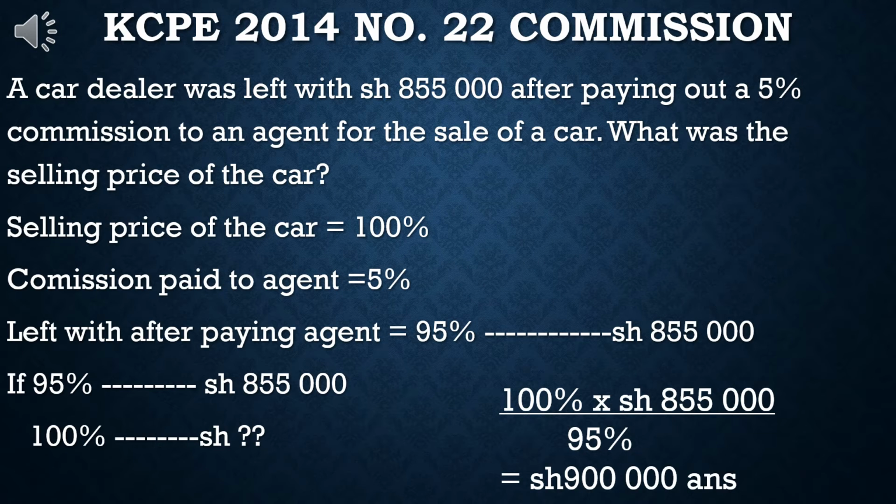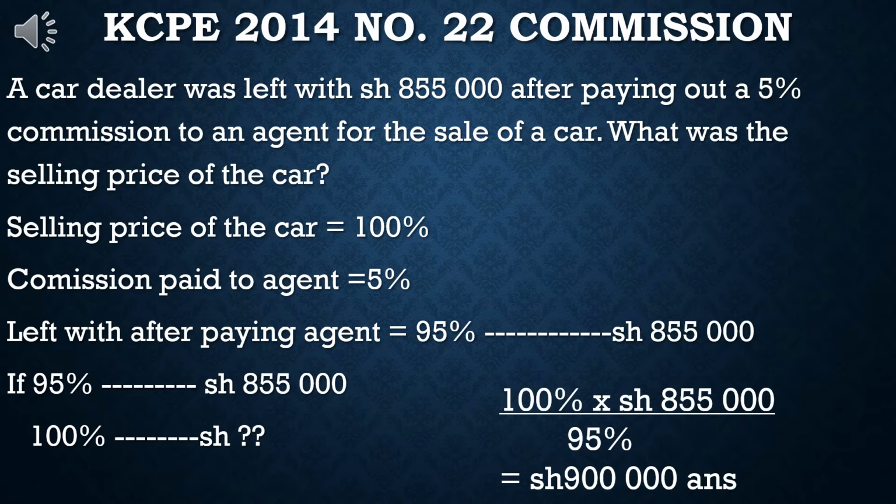Number 22, it's about commission. A car dealer was left with 855,000 after paying out a 5% commission to an agent for the sale of a car. What was the selling price of the car? So if we analyze this question, we know the selling price of the car was the price before he paid the agent. So that is the 100%. Then the commission that he paid out was 5%. So he was left out with 95%, and that is what we are given.